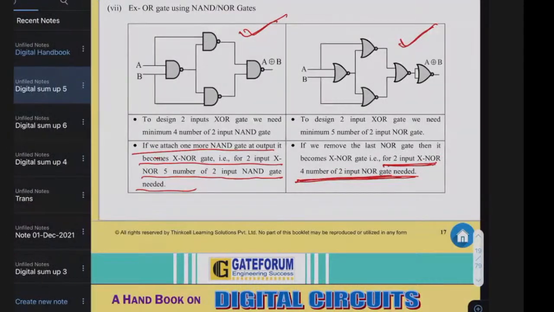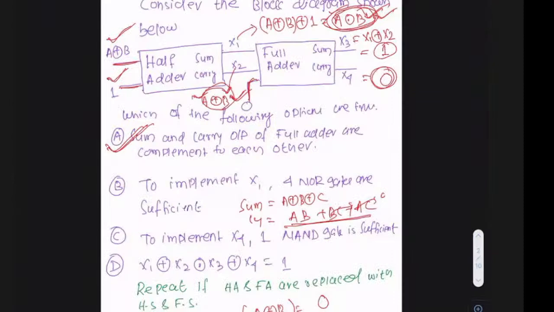So what is the option given here? To implement X1, X1 means what? A XNOR B, 4 NOR gates are sufficient. This is the correct answer, B.